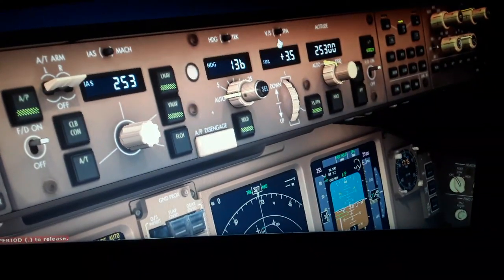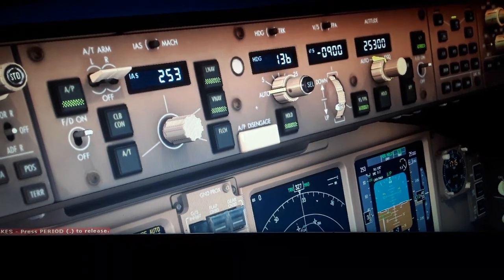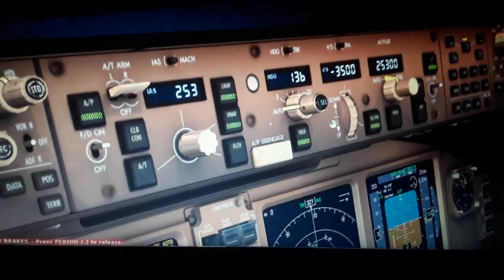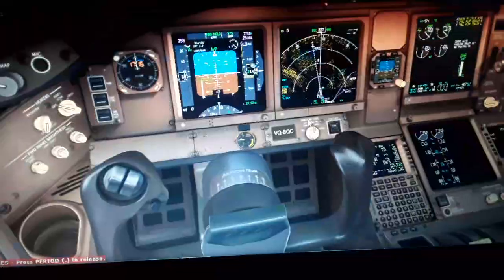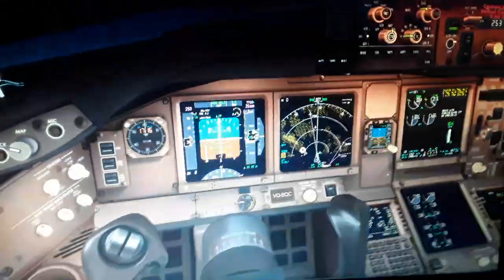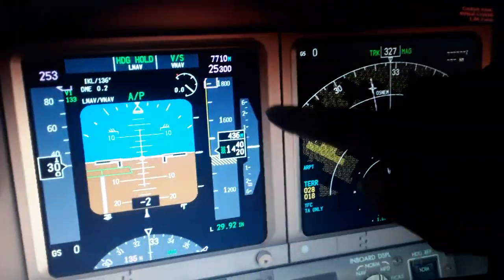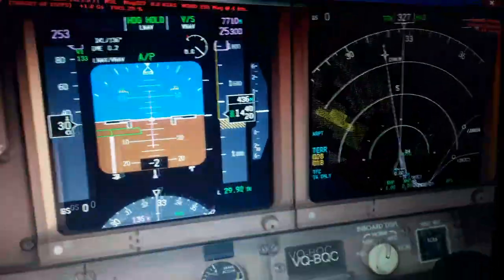So I'm going to show you also the last mode for this. The vertical speed, you can level off, you can descend like this. So you can adjust using this slider here. So we have heading hold, vertical speed, and we have the rate of descent here, which is minus 3,500 feet per minute.